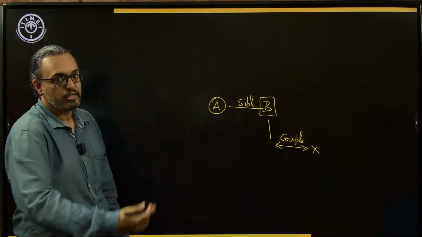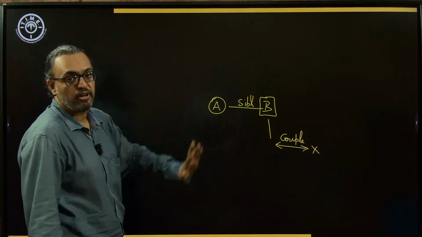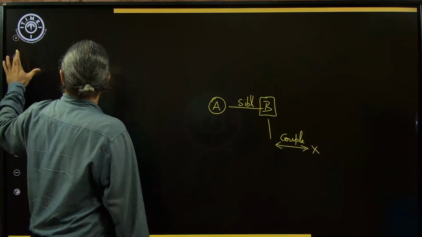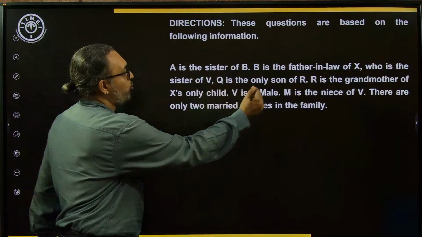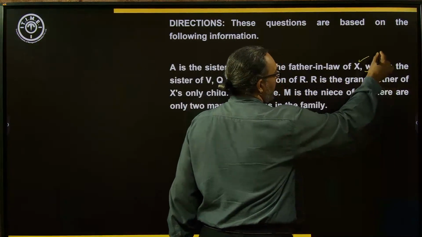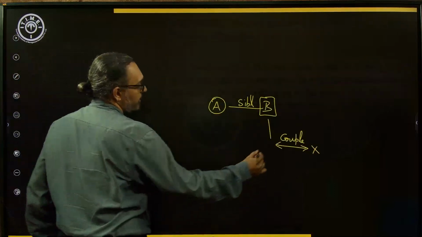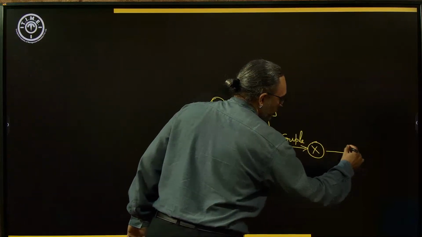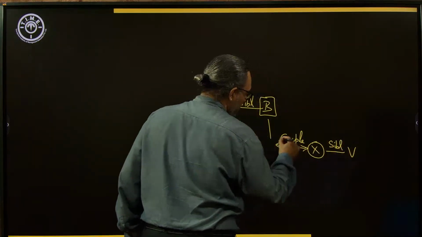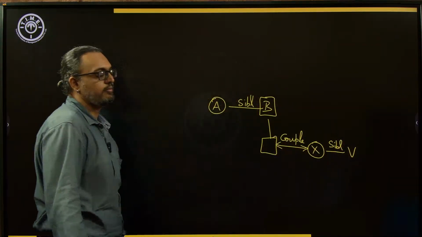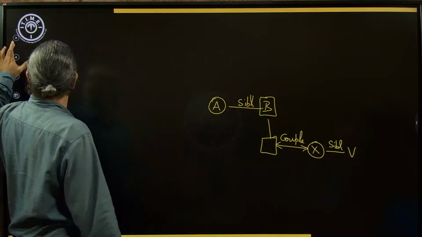So spouse's father is father-in-law. So X has a spouse, and the spouse's father is B. Okay. Then X is the sister of V. So X is a female, a sister to V. That means there is a male here. B has a son. Okay.